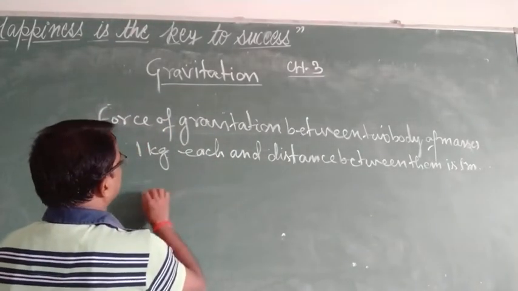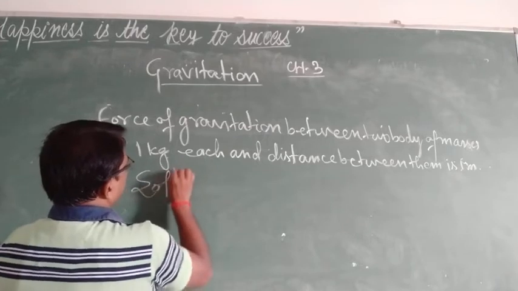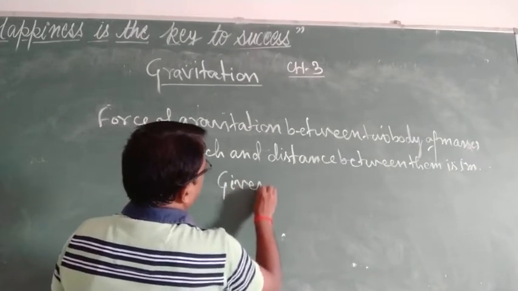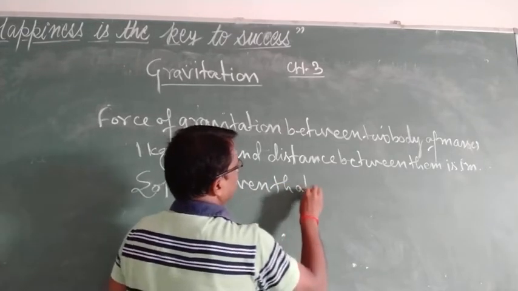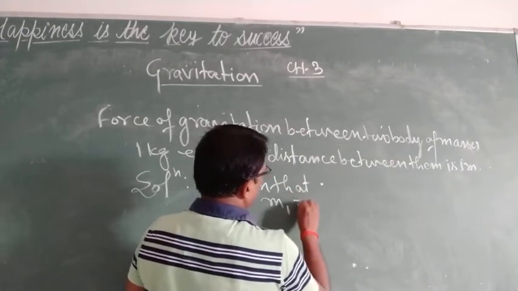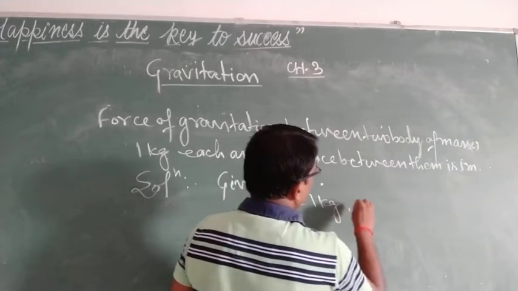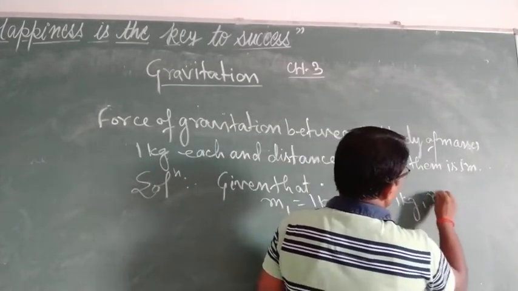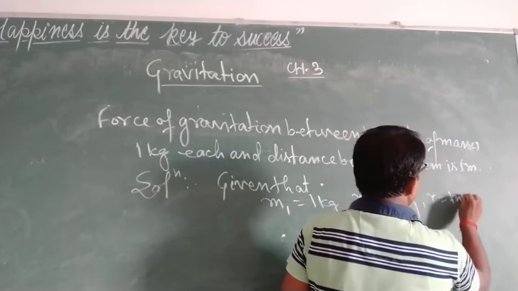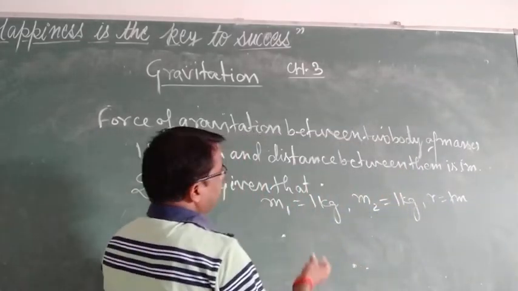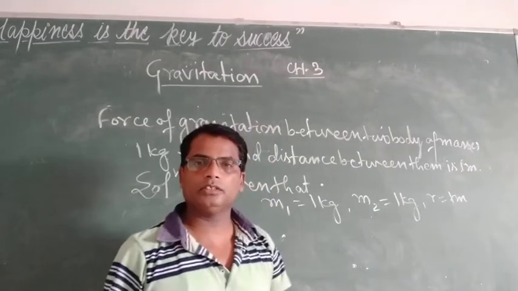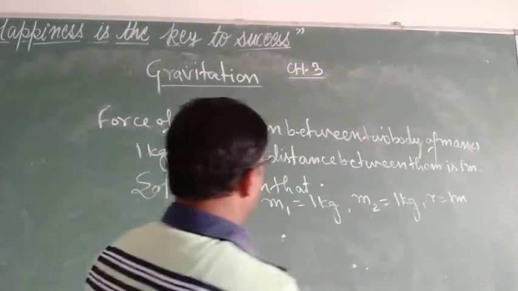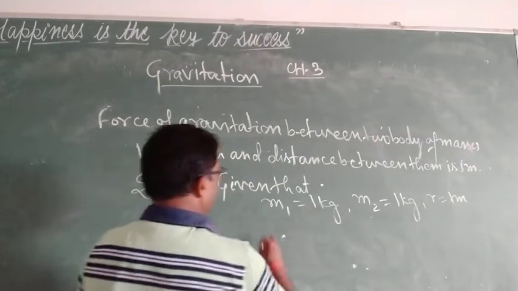Given that, solution: m1 is equal to m2 is equal to 1 kilogram, r is equal to 1 meter, and the value of capital G, which all of you already know, is 6.67 into 10 to the power minus 11 Newton meter square per kg square.